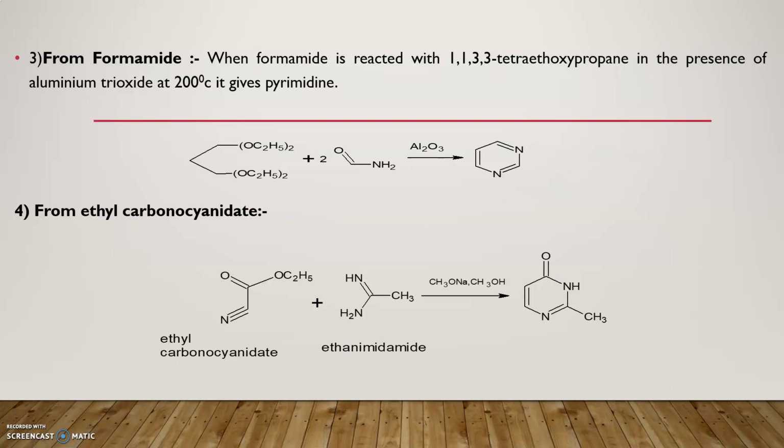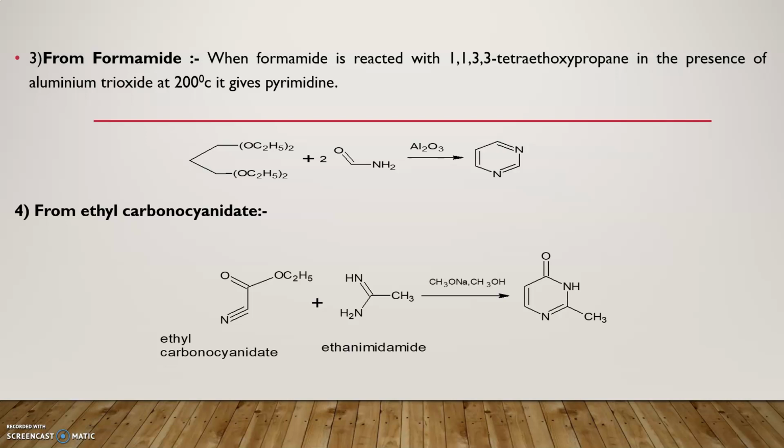The third method for synthesis of pyrimidine is from formamide. When formamide is reacted with 1,1,3,3-tetraethoxypropane in the presence of aluminum oxide, and the compound is heated at 200 degrees Celsius, formation of pyrimidine takes place.